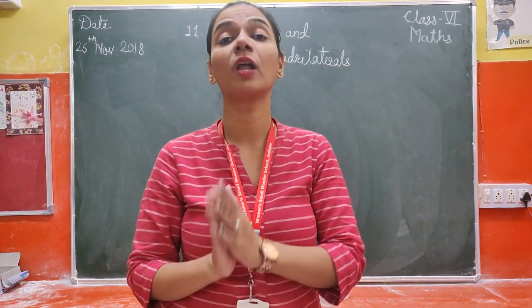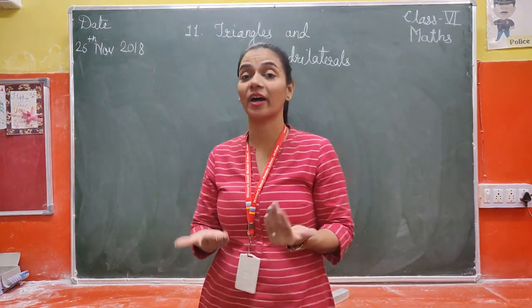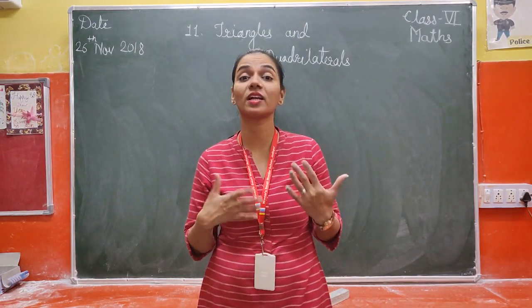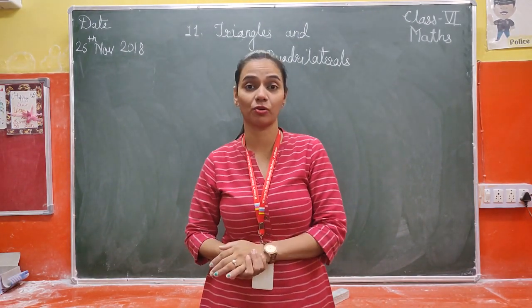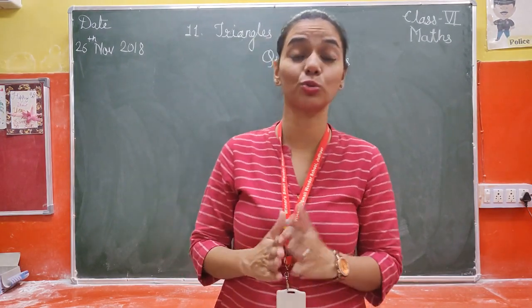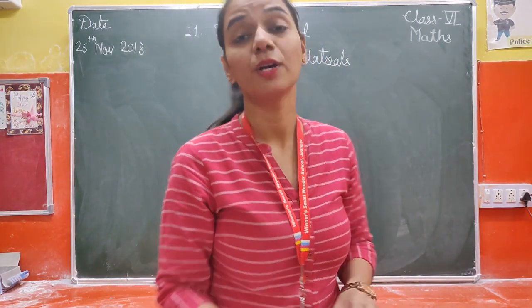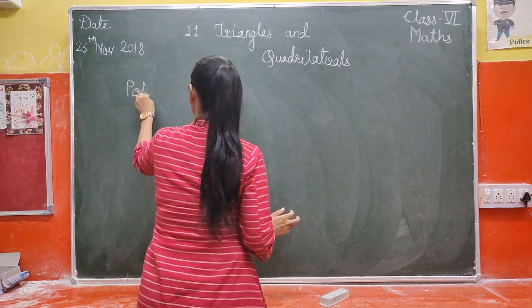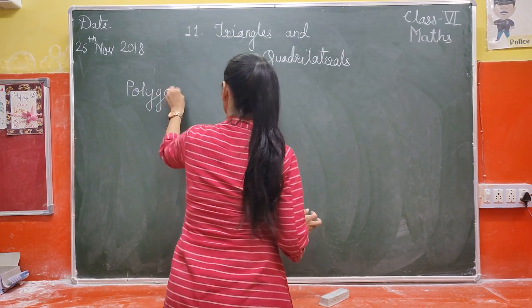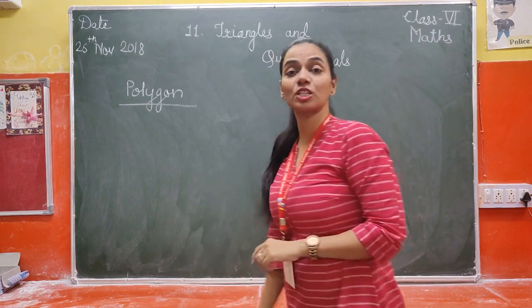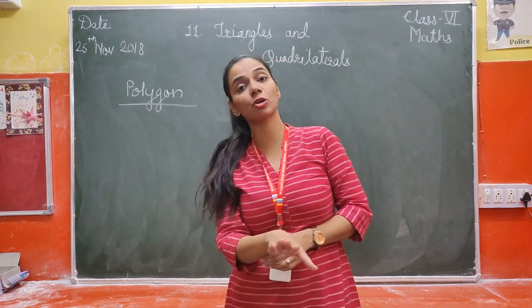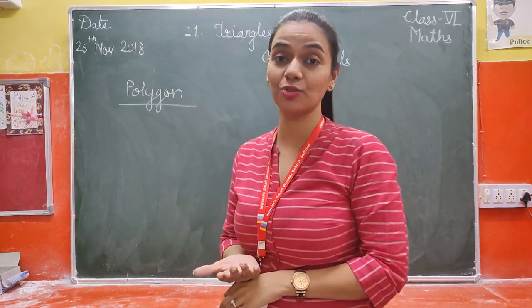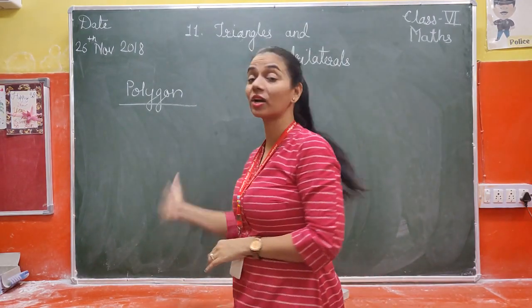First of all we will see what triangles and quadrilaterals are, what the types of triangles and quadrilaterals are, and how they are classified. Today we will discuss all this. First of all, one thing you have to know is polygon. Do you remember what a polygon is? Triangle is also a polygon and quadrilateral is also a polygon. So you should know what a polygon is.